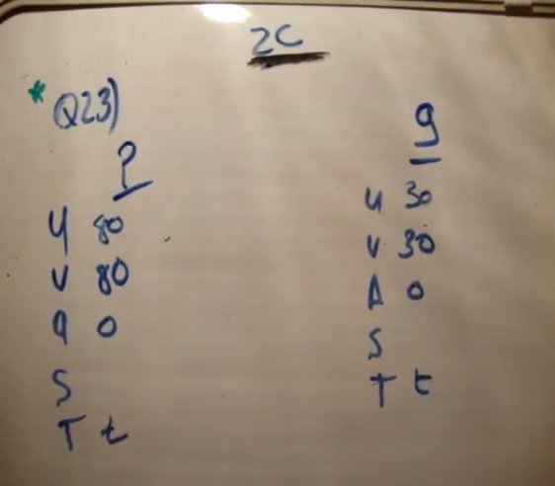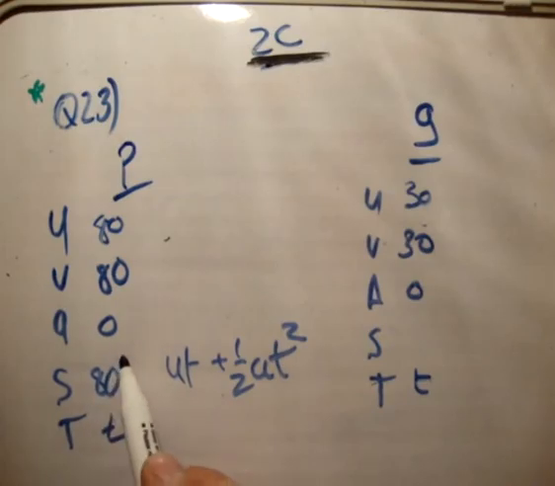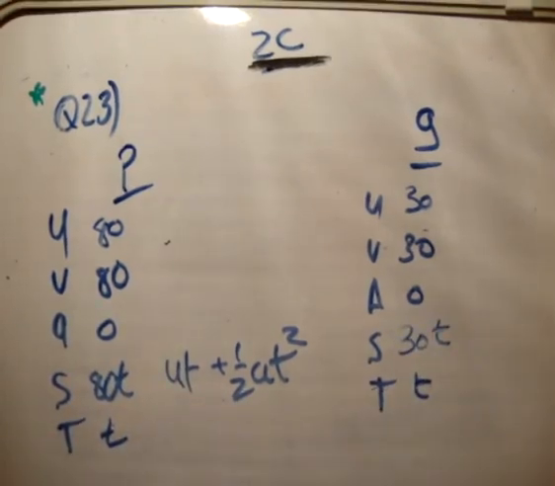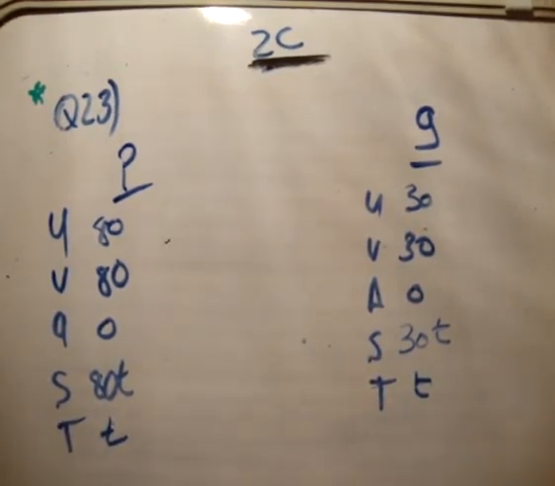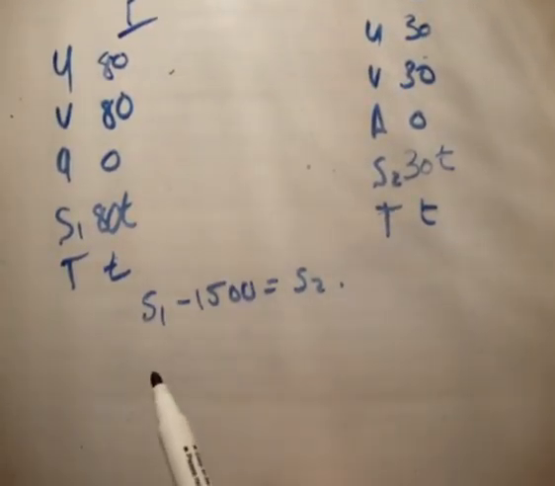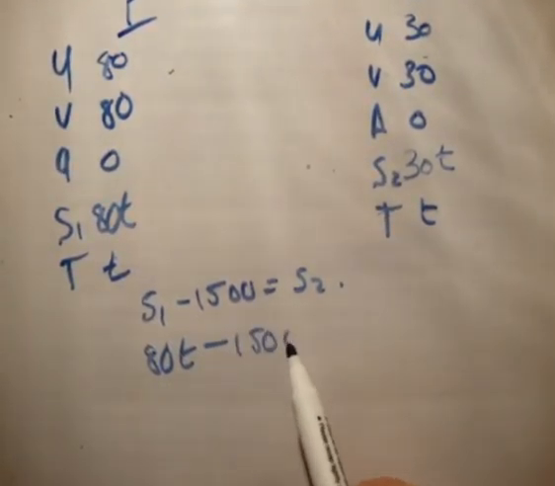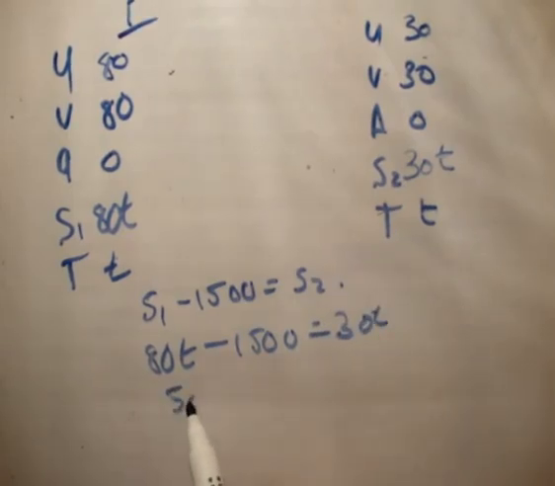So we'll say that V is equal to U, well that's actually no good. We can't do anything here with the acceleration. So we'll use the distance. S is equal to UT plus a half AT squared. And since A is equal to zero, S is equal to 80T. And here S is equal to 30T for the same reason. So we know that the distance, now remember, S1 minus 1500 is equal to S2, because the passenger train will have travelled 1,500 metres more than the goods train. So, 80t minus 1,500 is equal to 30t. And we have 50t is equal to 1,500. T is equal to 30 seconds.